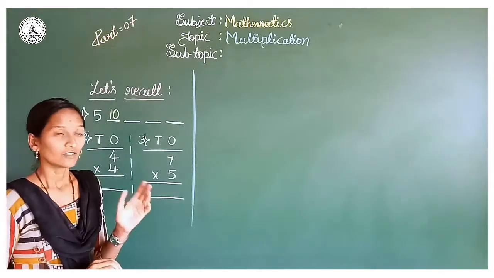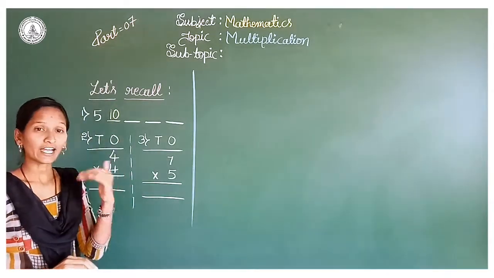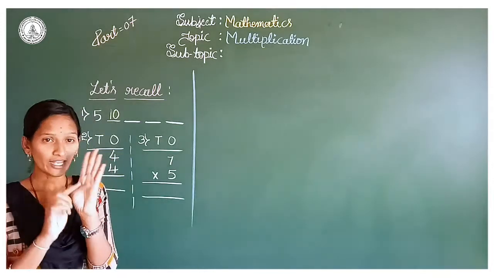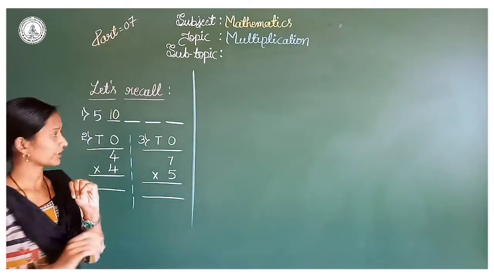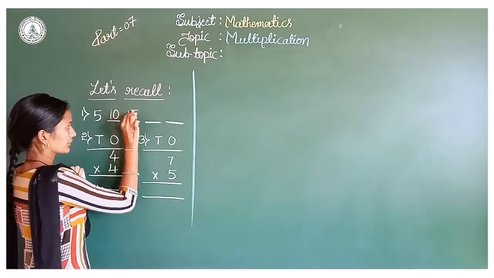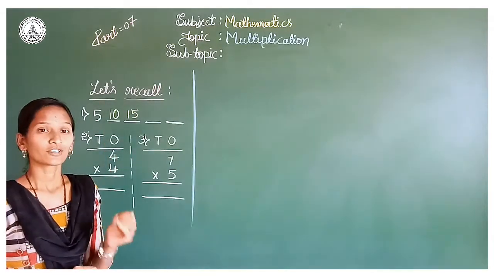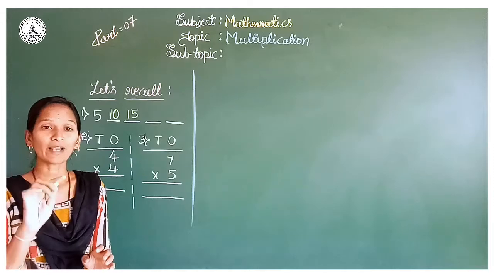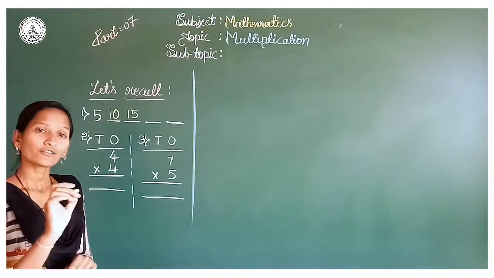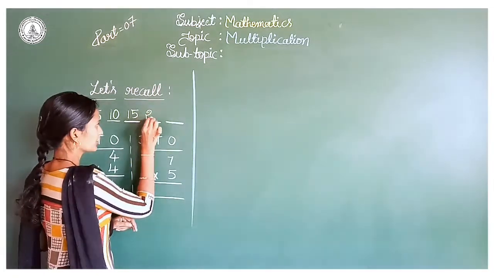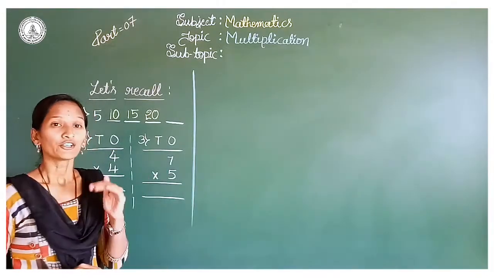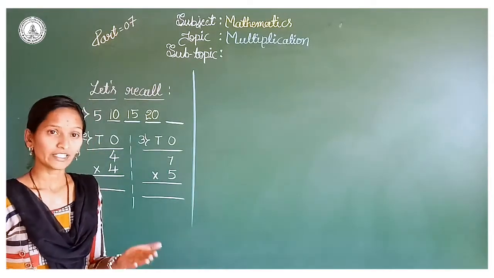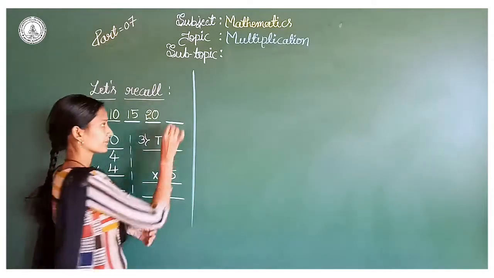Next, for the number 10 you have to add again a 5. So 11, 12, 13, 14, 15. So write down here 15. The next, for the number 15, again you have to add 5. So 15 plus 5, it is 20. Write down here 20. The next, 20 plus 5, it is 25.